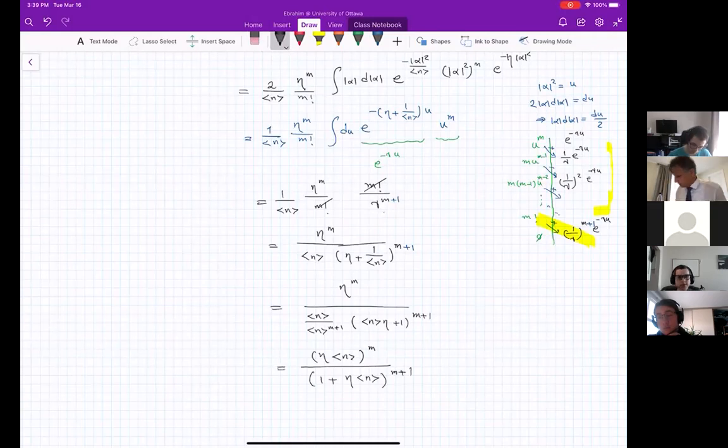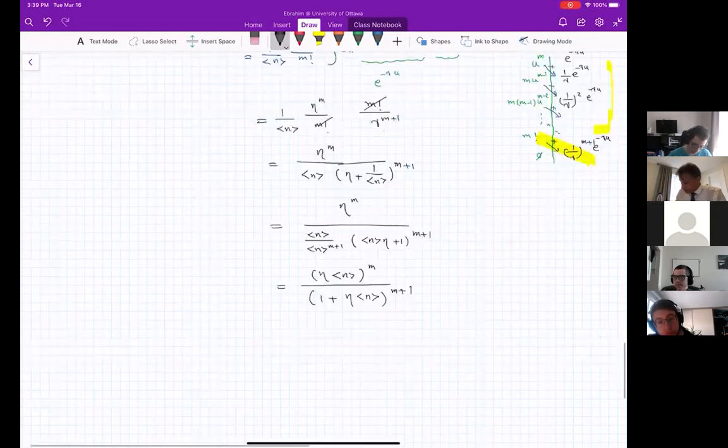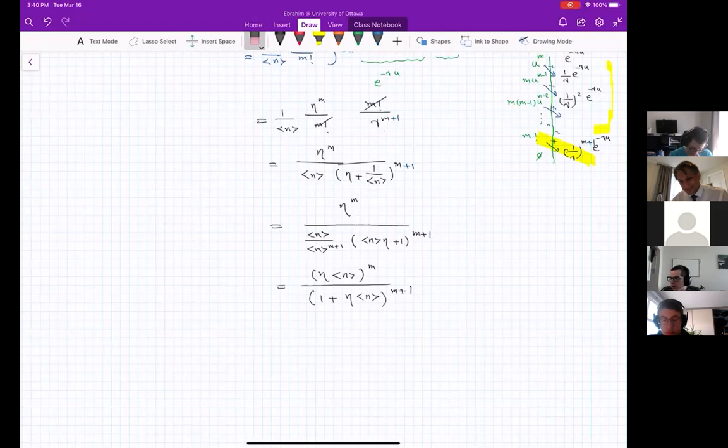Okay, now let's ask someone. That is the probability of detecting m photons with the efficiency of eta from a thermal light. What was the probability distribution of thermal light? Who remembers these? It was one of your homework questions.